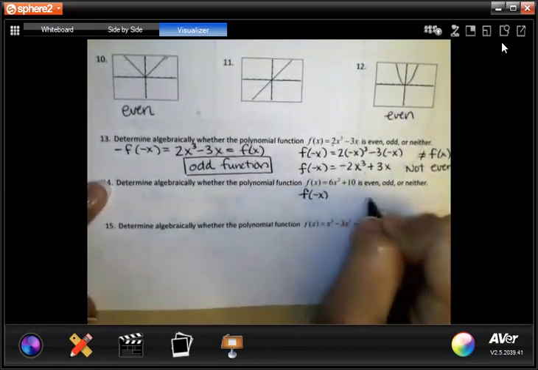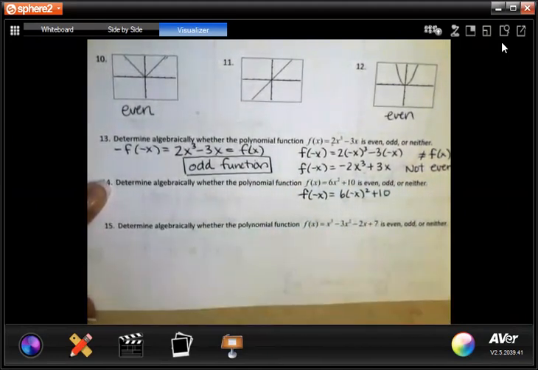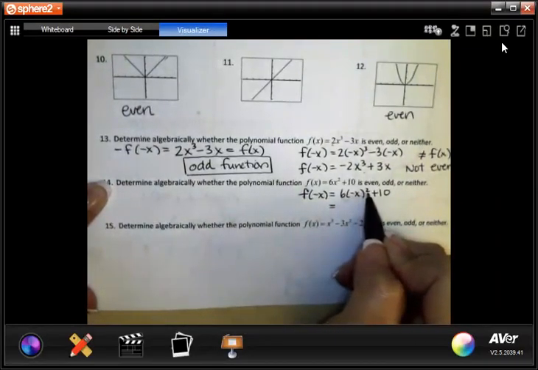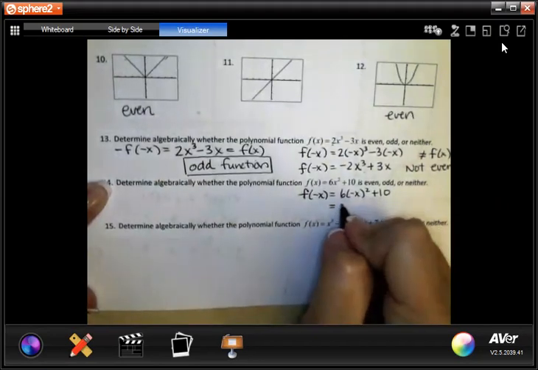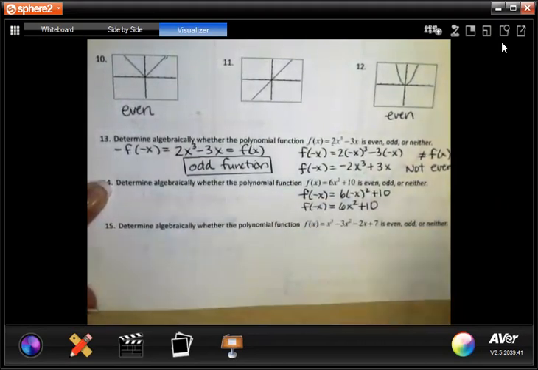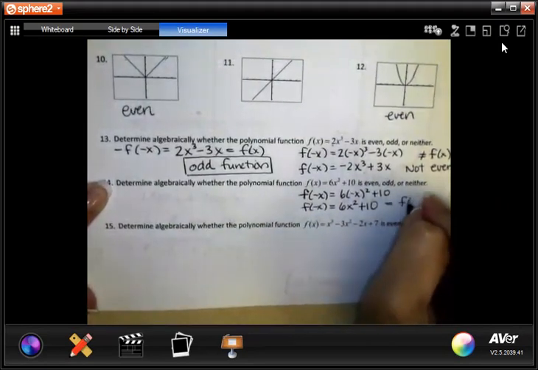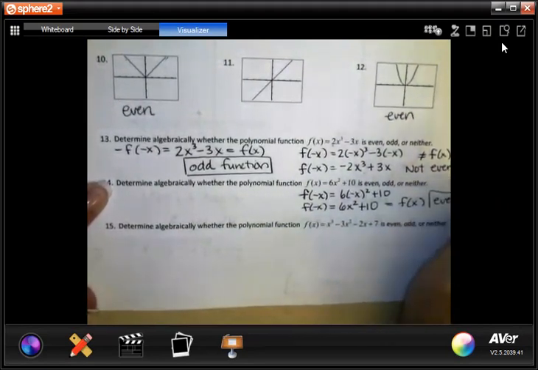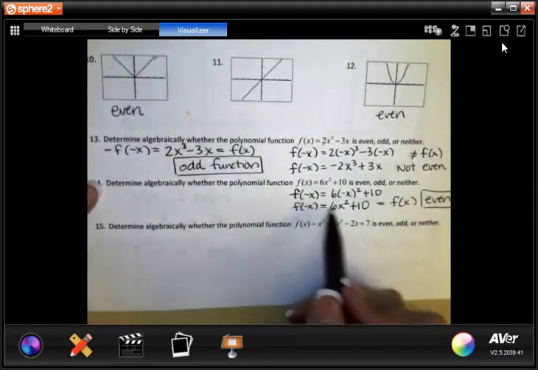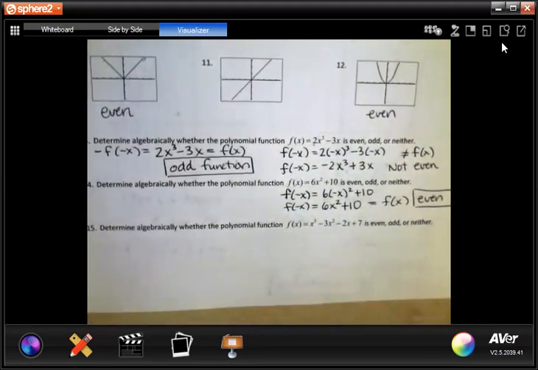I try and find that reflection across the y. Now this is squared. So negative times a negative becomes a positive. So this stays as 6x squared plus 10. These two are exactly the same. So this is an even function. Our f of negative x, so our reflection across the y, is exactly the same thing as our original function. So this one is even.